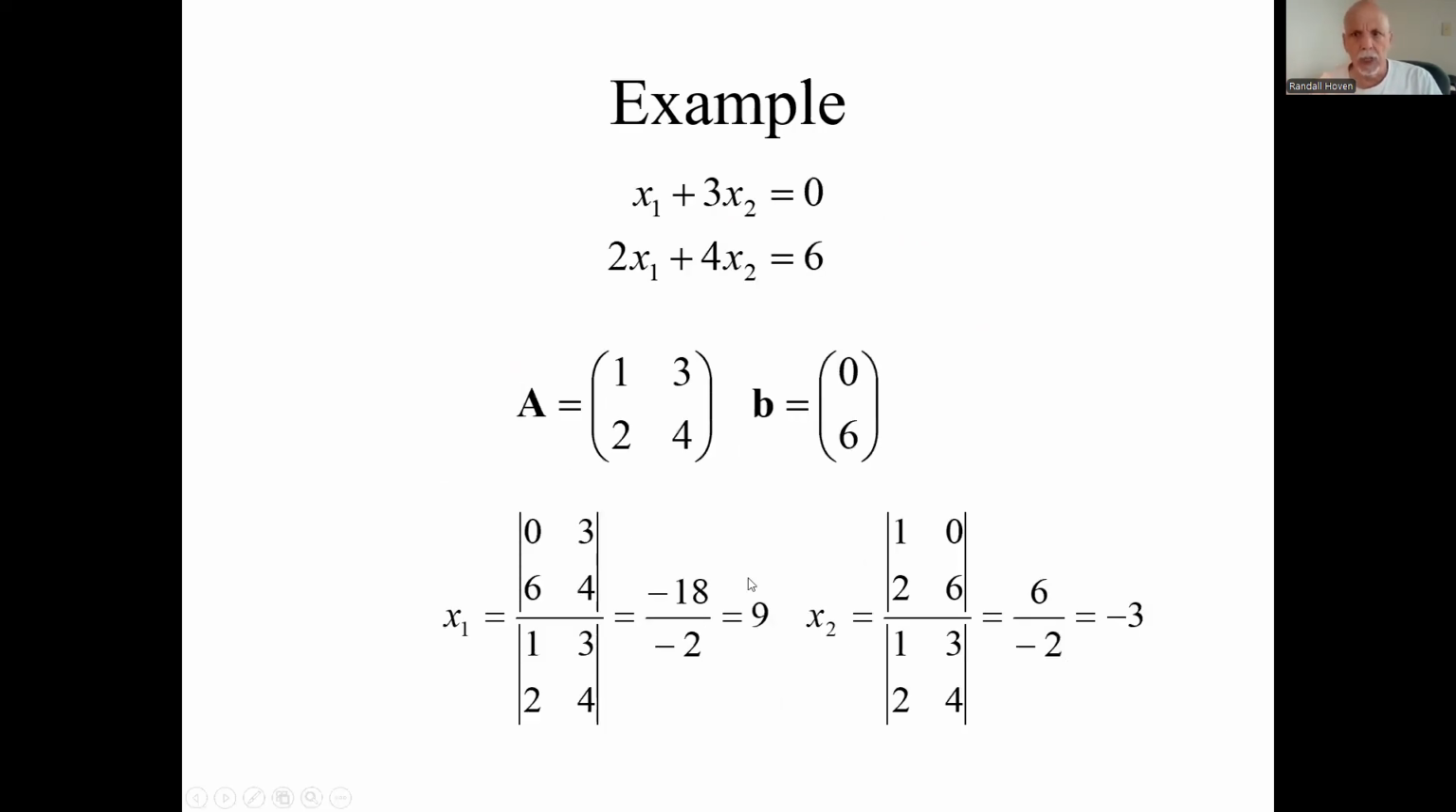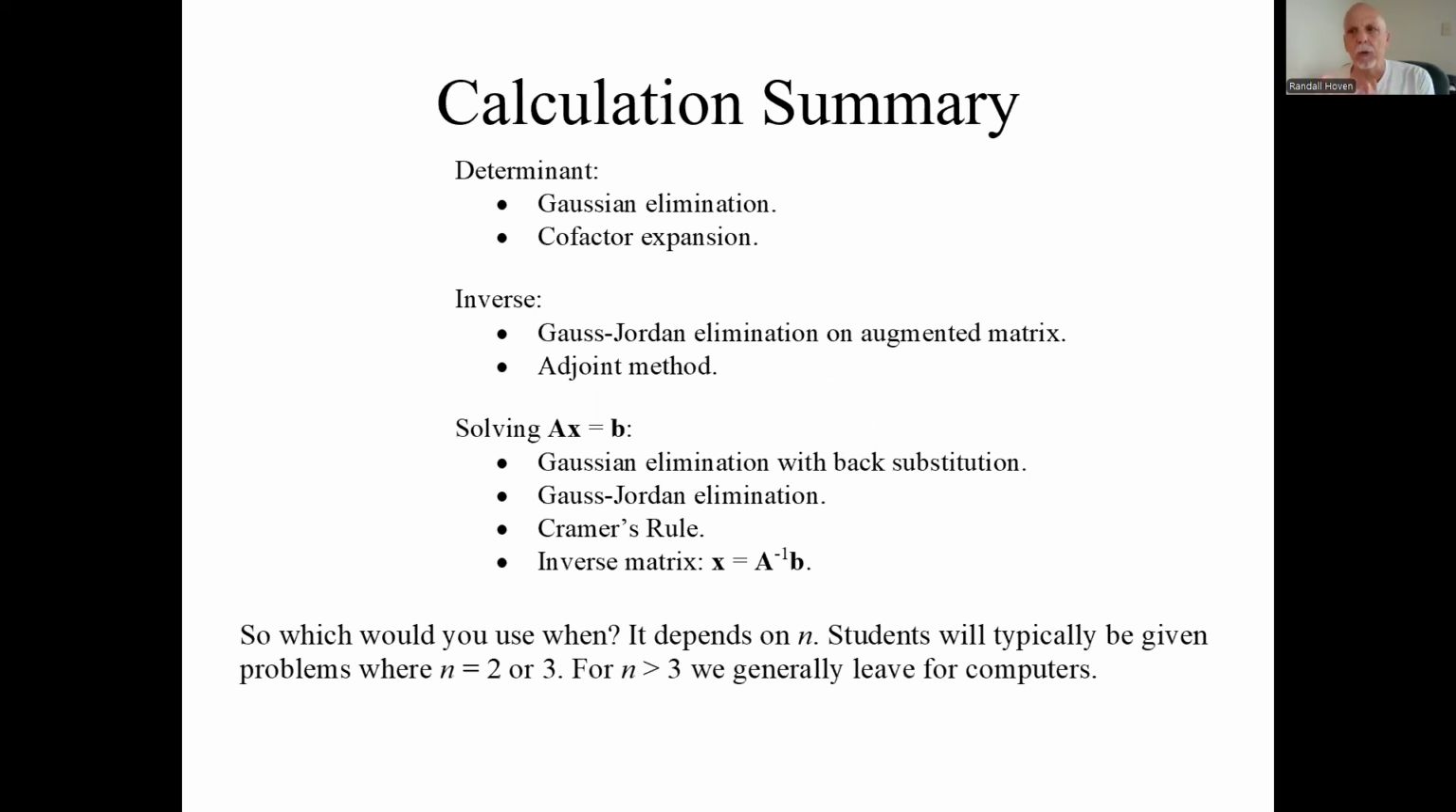Secondly, when I did this example, I referred to columns as rows. I should have said replace column one over here with B, and over here replace column two of A with B. Columns, not rows.